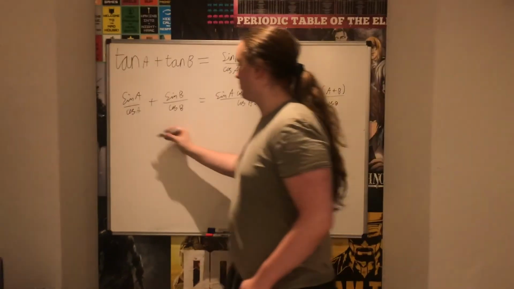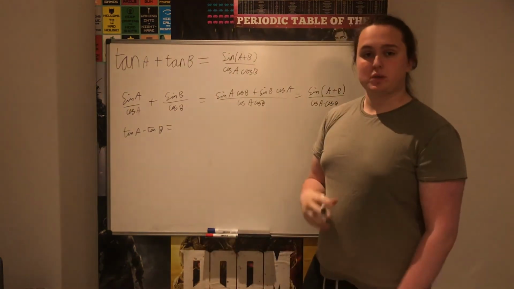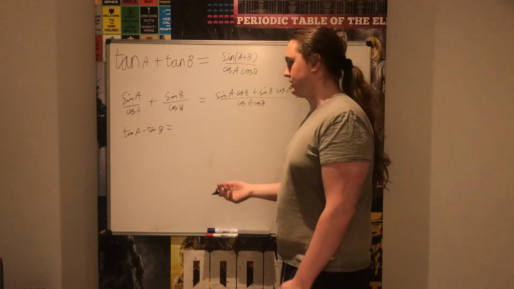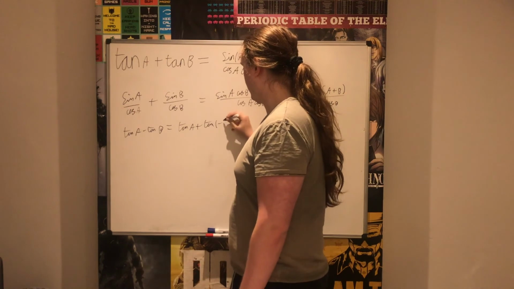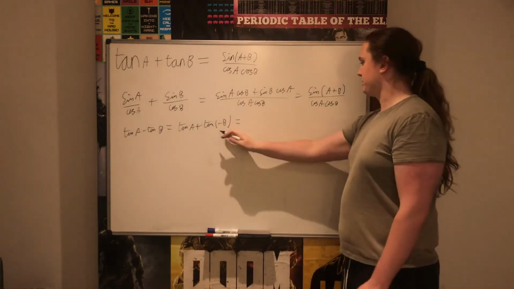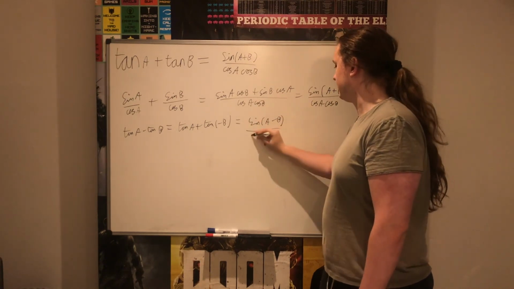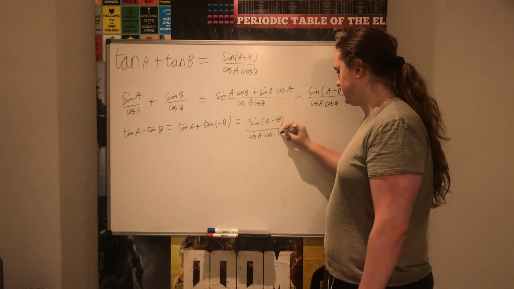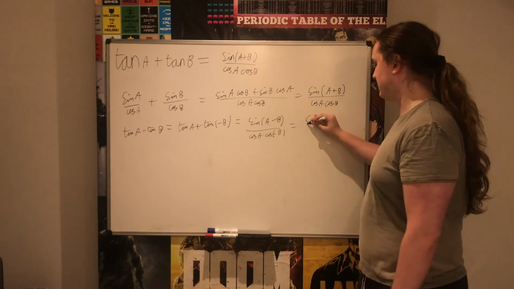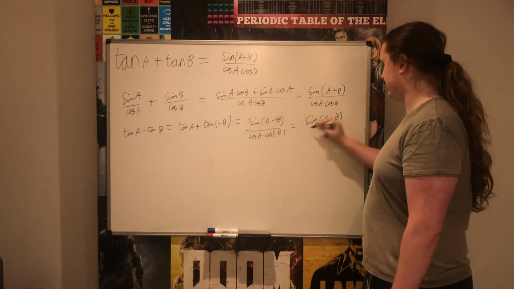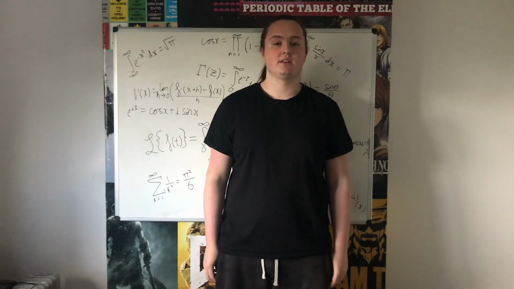Now we're also going to find what tan of a minus tan of b is. And so we know that tan of minus b is the same as minus tan of b. And so this is the same as tan of a plus tan of negative b. And now if we just plug this into that formula, we get sine of a minus b over cos of a times cos of minus b. Now we know that cos of minus b is just cos of b, and so this becomes sine of a minus b over cos a cos b. And then we're done. That's all for this video.